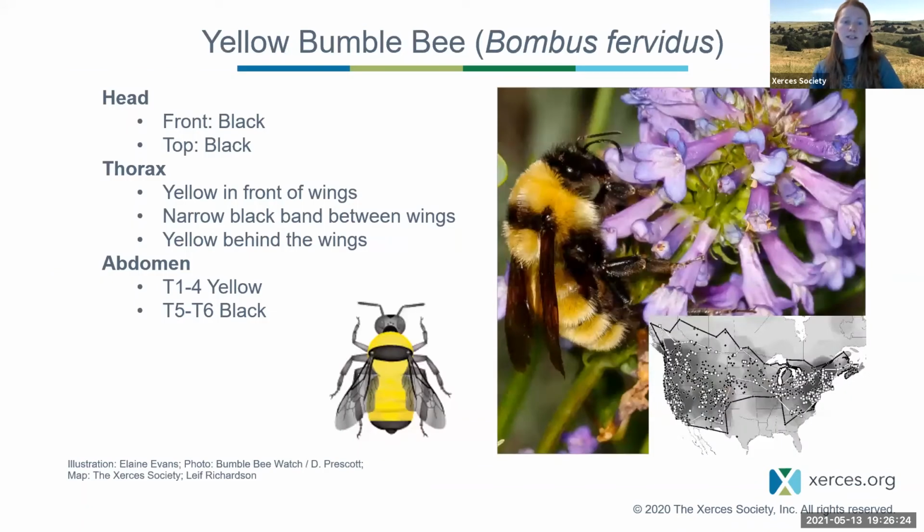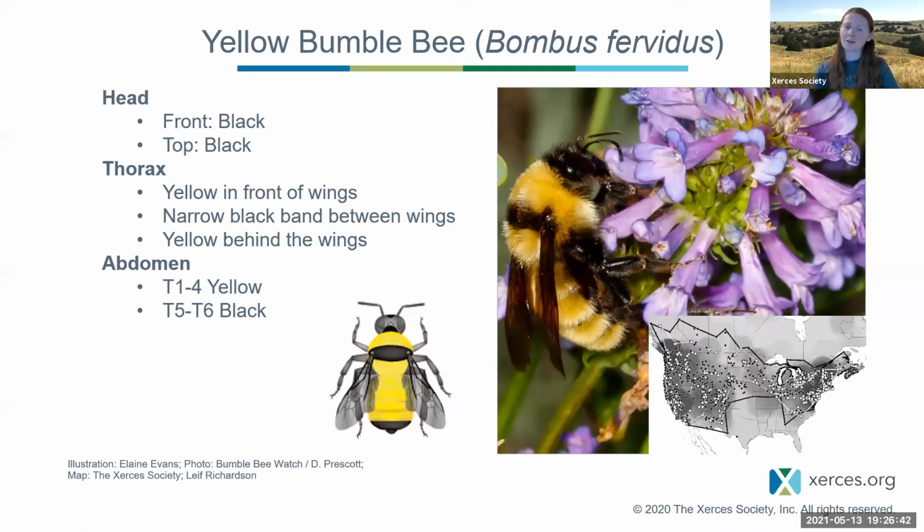The next species is the yellow bumblebee, or Bombus fervidus. This one's got black hairs on its face, but then the rest of its body is pretty much covered in yellow hairs. It has a narrow black band between its wings and black towards the end of the abdomen.